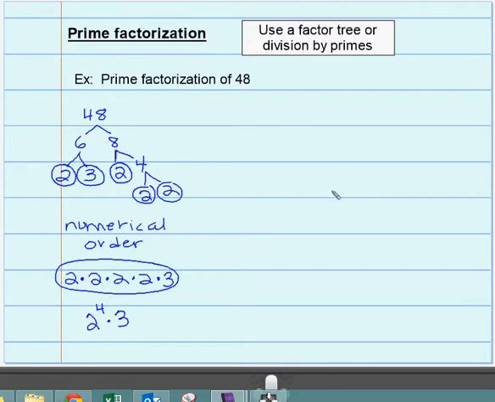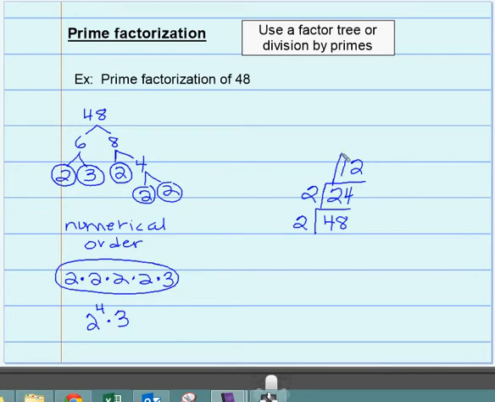Division by primes. We're going to put the number 48. They gave us that number, and we're going to put it in a box. And then we're going to start dividing by primes. Okay, well, I know 2 is prime, so I'll divide this by 2, and I get 24. 24 is not prime, so I'm going to divide it again, so I'll put another box. I know 2 is prime, so I'll divide 2 into 24, and I get 12.